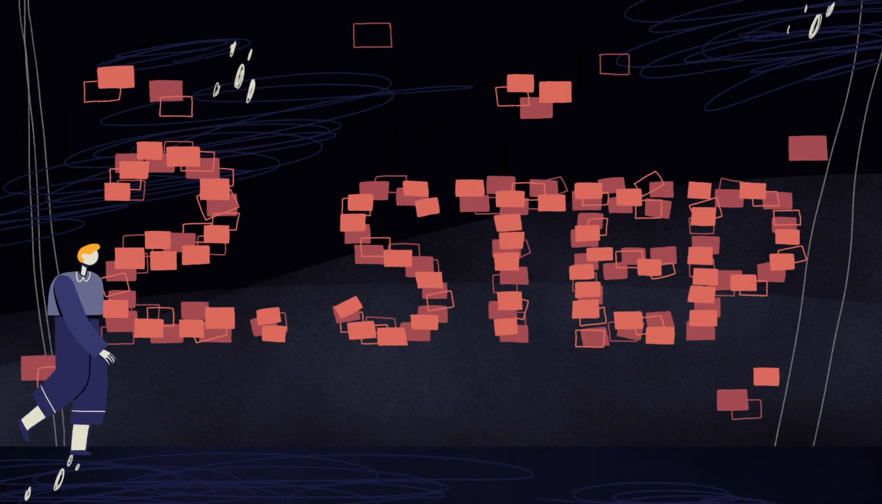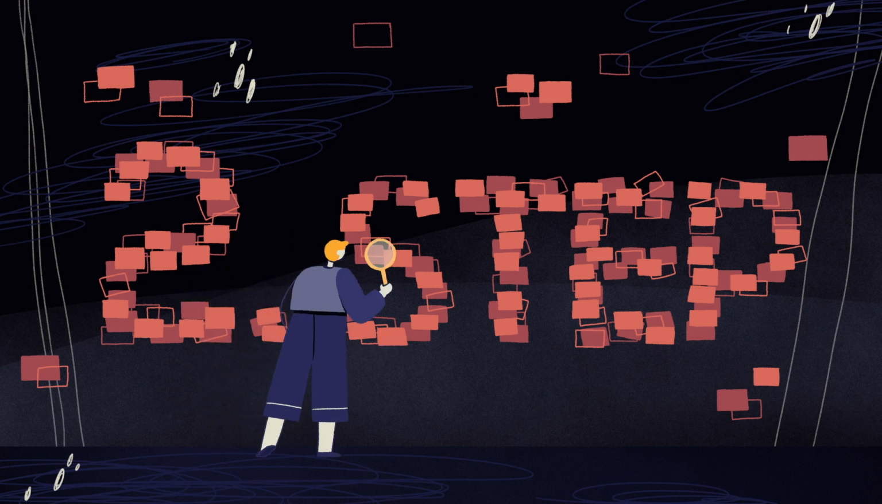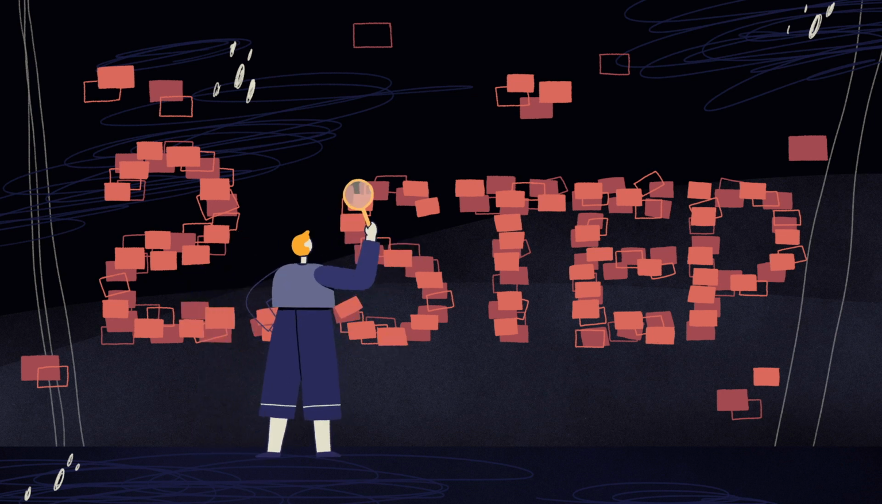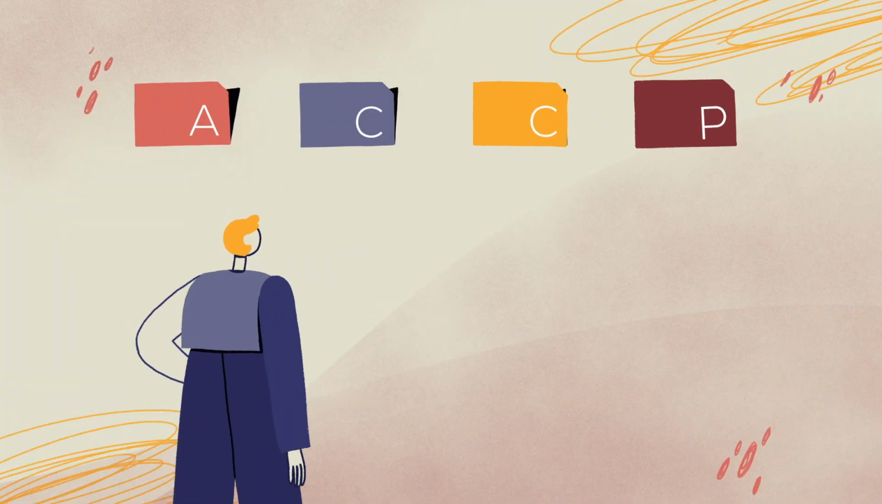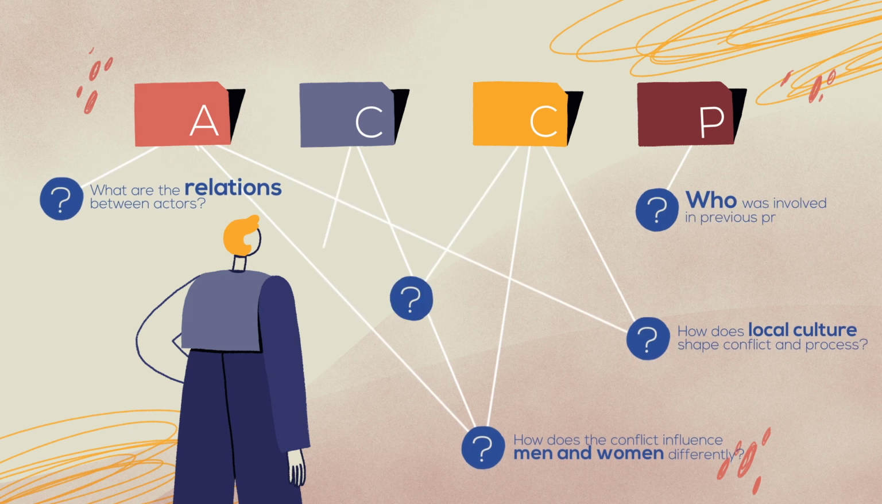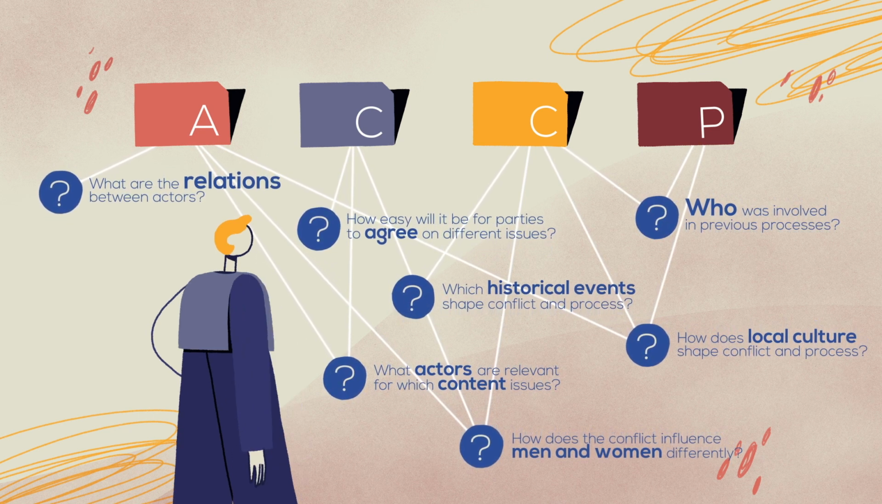After laying things out flat, the second step of an ACCP analysis is to scrutinize your map based on your goal in order to help you develop a process design. We call this step going deeper. With our goal in mind, we can raise specific questions in each of the 4 baskets, as well as across them.